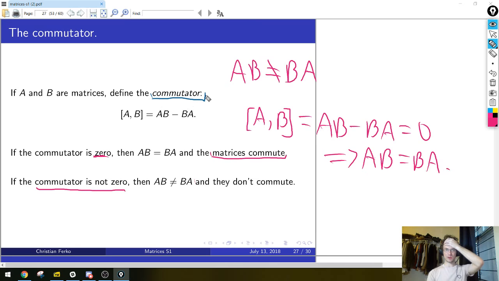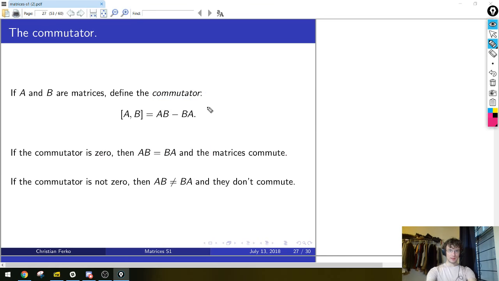So, questions about the commutator? No. I have no questions. Okay, so this is clear to you? Yes. Good. Okay.